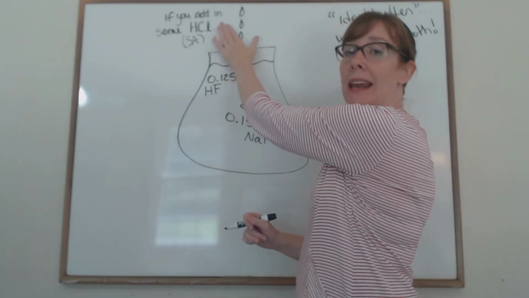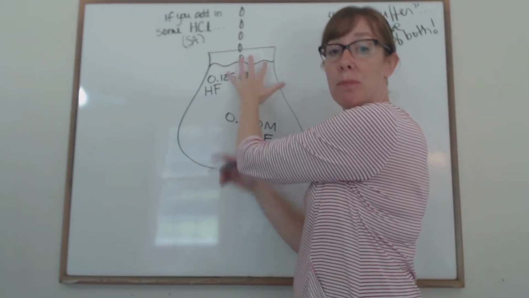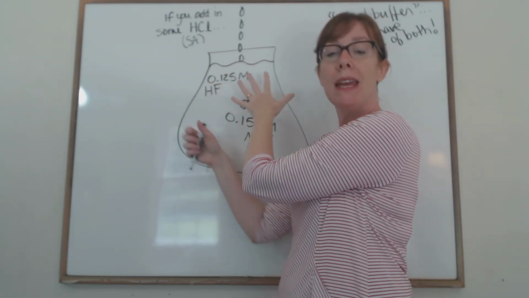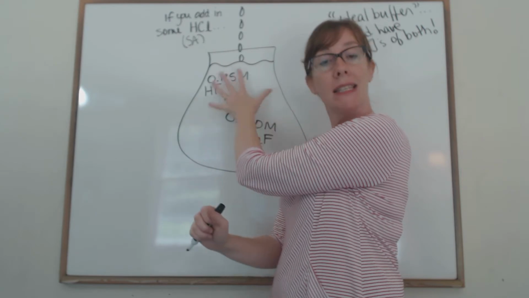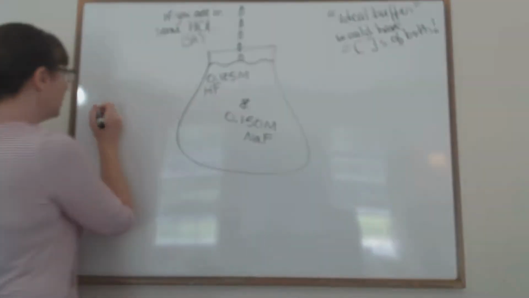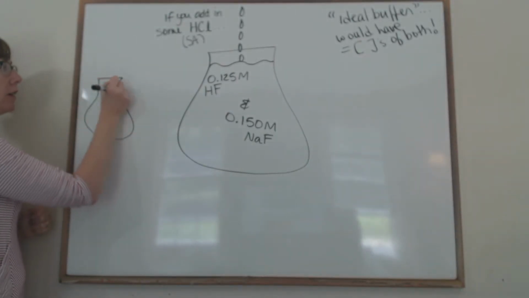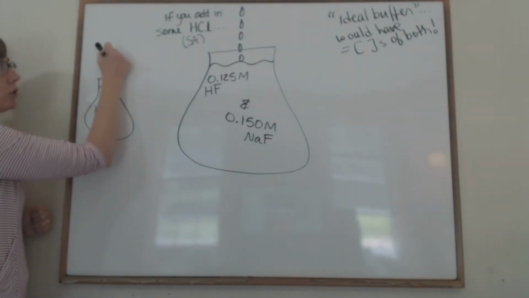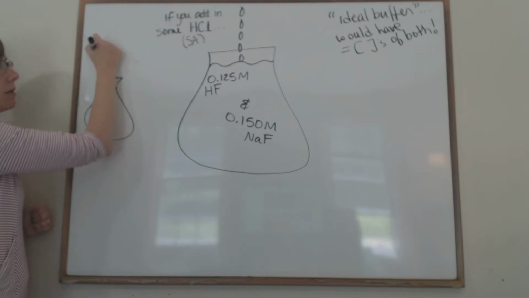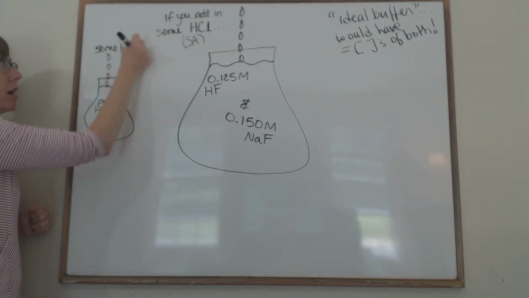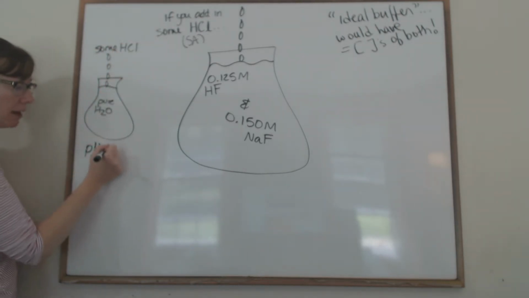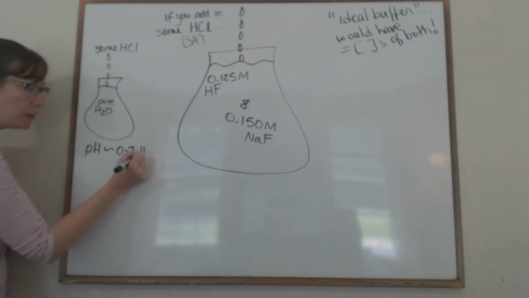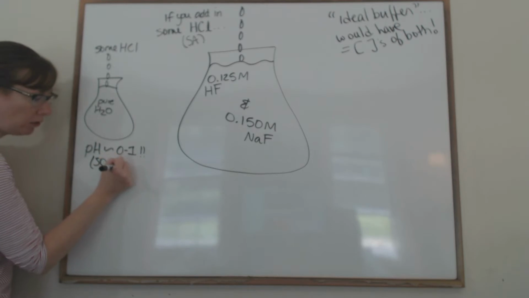If you had just added hydrochloric acid to plain water, so pretend this was plain water for a minute, your pH would plummet. Actually, let me address that really quick off to the side. If this was just pure water, and I drip, drip, drip in some hydrochloric acid, my pH would be around 0 to 1. Your pH is going to be so low.